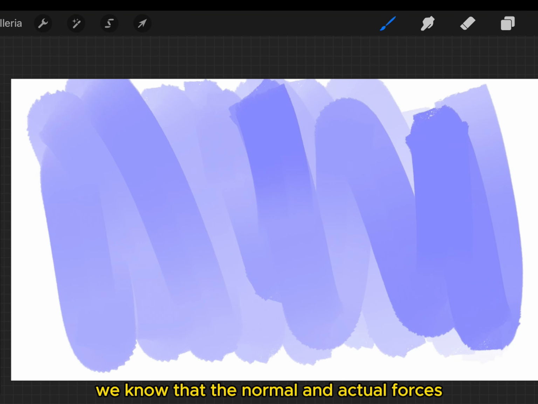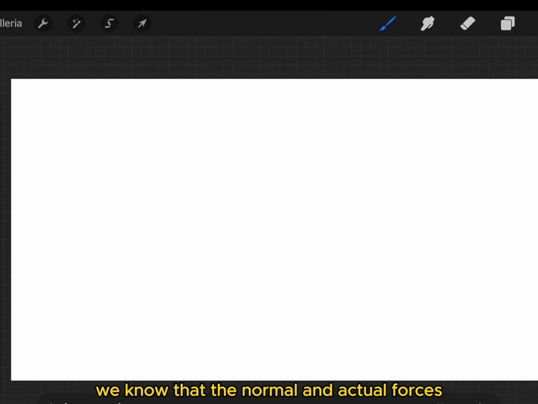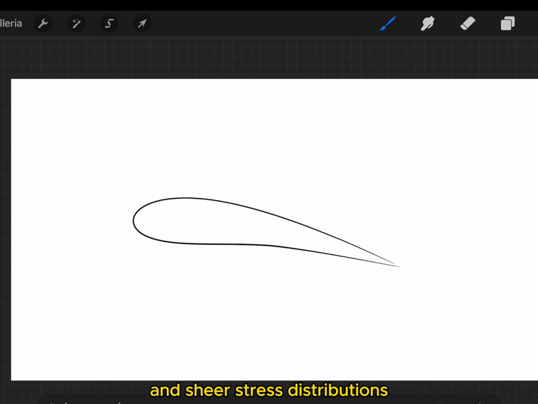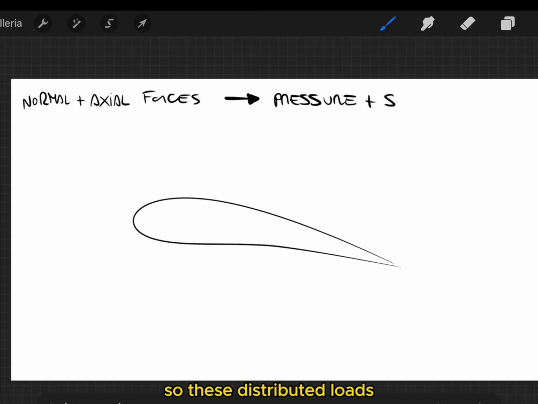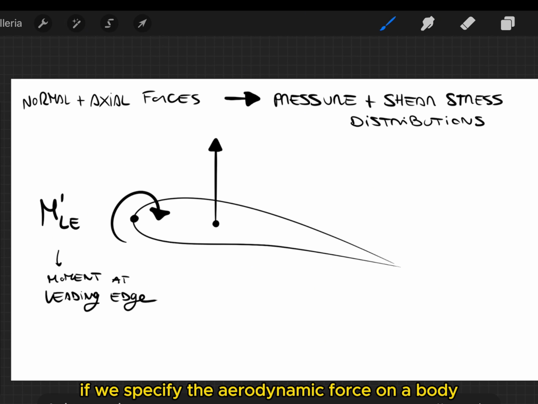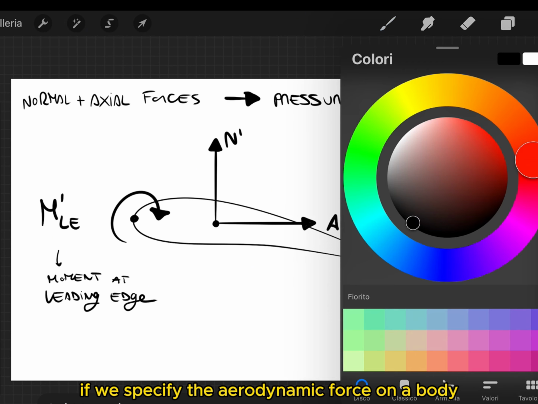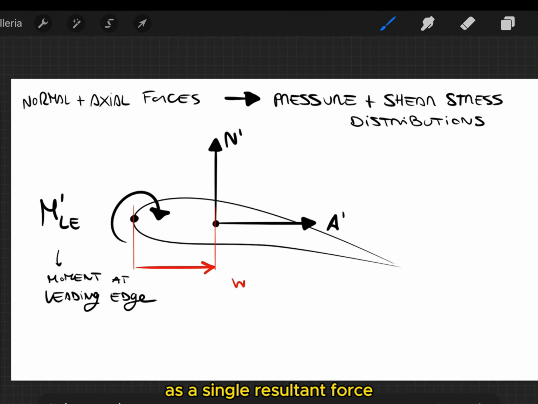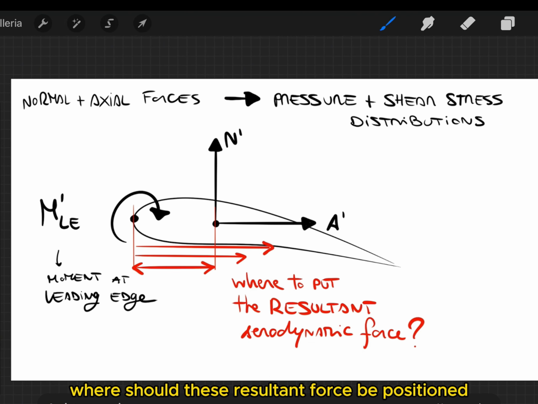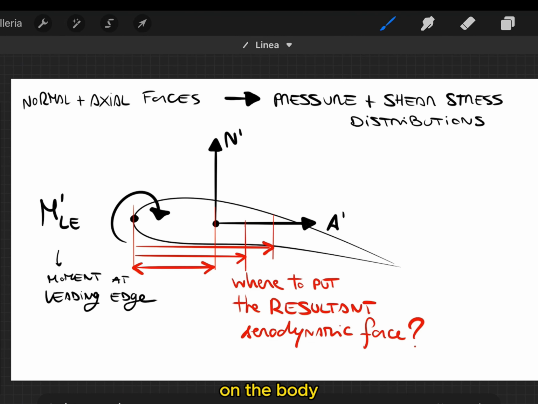We know that the normal and axial forces acting on the body are the results of the pressure and shear stress distributions. So, these distributed loads create a moment around the leading edge. Wait a second. If we specify the aerodynamic force on a body as a single resultant force R, or its components N and A, where should this resultant force be positioned on the body?